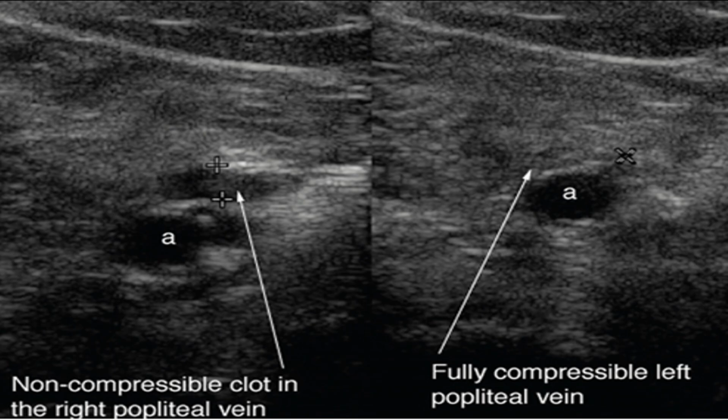So, non-compressible popliteal vein is the most important sign of popliteal vein DVT. Non-compressible popliteal vein means that when the ultrasound probe is pressed gently over the popliteal vein behind the knee, the vein does not collapse completely.